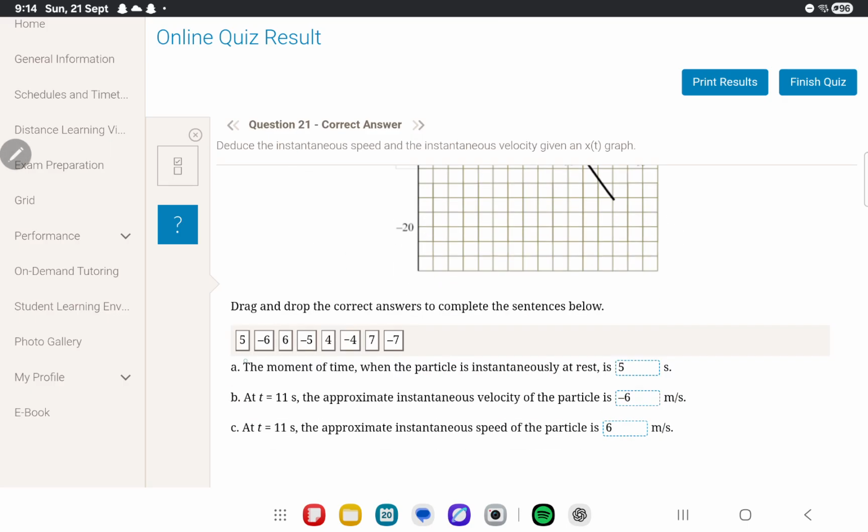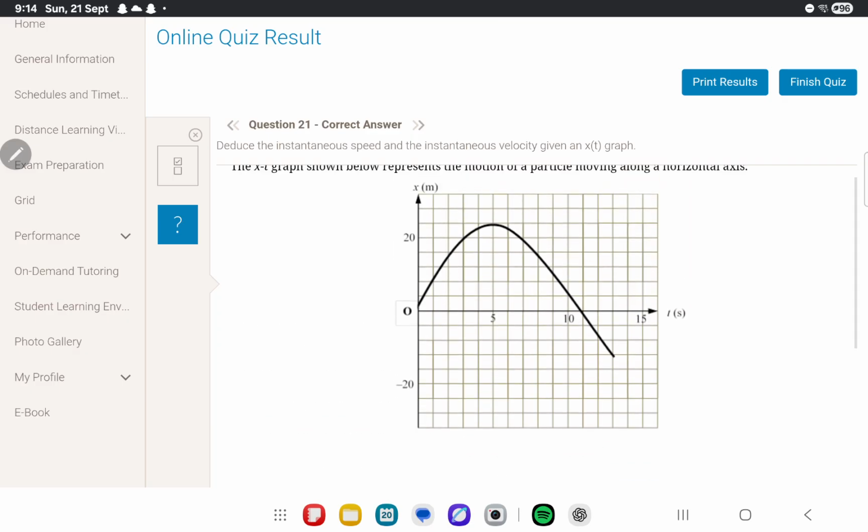So, at the moment of time when the particle is instantaneously at rest is 5 seconds. Instantaneously at rest, when you have an xt graph, means, again, it's a flat tangent, so like this. So when is it at rest? Here. This is when it's at rest. If it was a vt graph, the velocity would be 0. But here, it's when the tangent is a flat line, which is at this point. When you go down, it's 5 seconds.